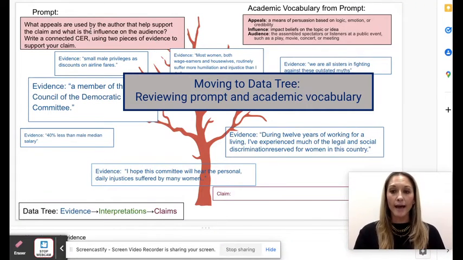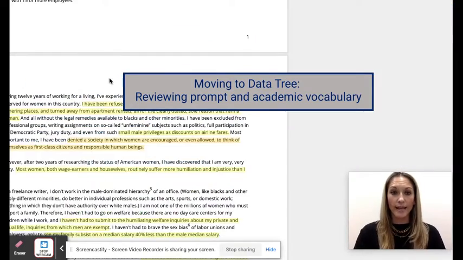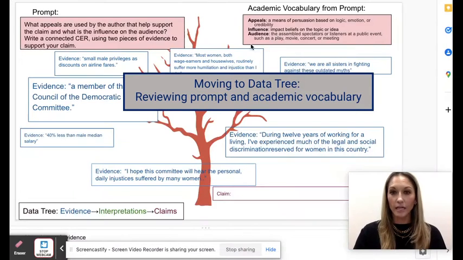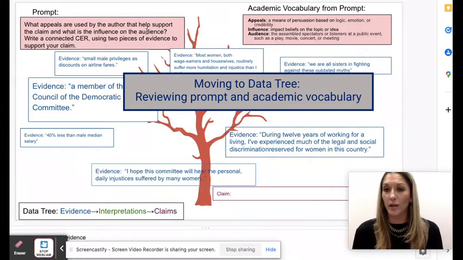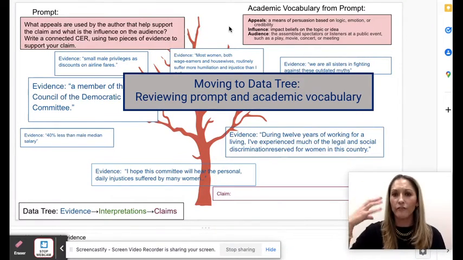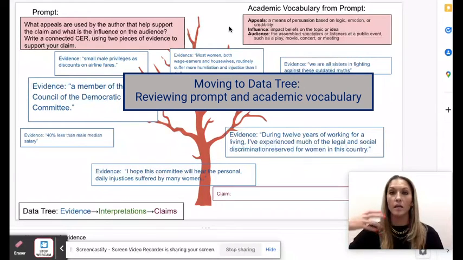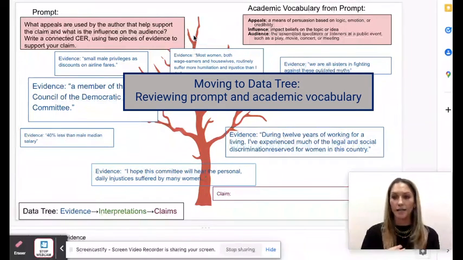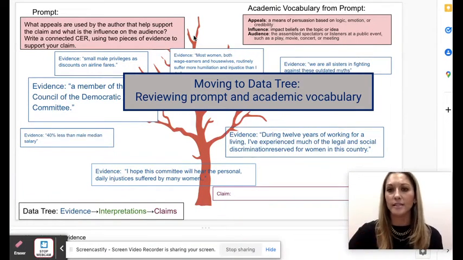So I know that as a reader, I'm looking at my text, and I know that it's an argument, it's a speech. So I have to go back here and think about appeals. What appeals is the author doing? What do I know about appeals? I know it's a means of persuasion based on logic, emotion, or credibility. I remember that from when I learned about argument in my English 1 class. I also need to understand the influence it has on the audience. What is influence and who is the audience?